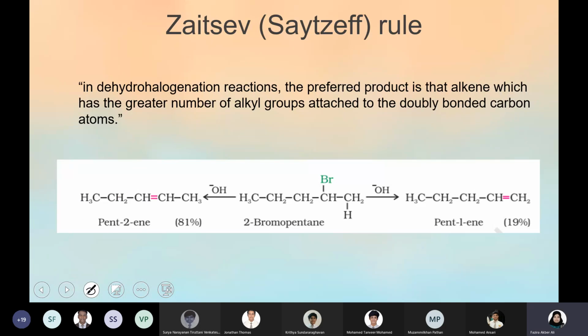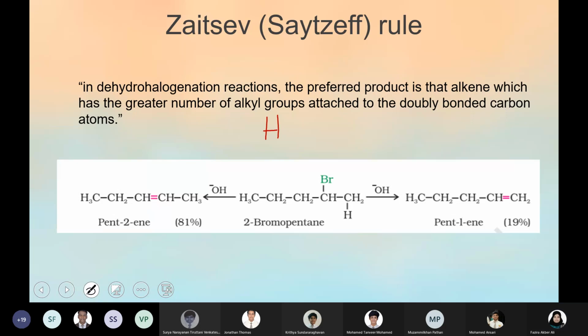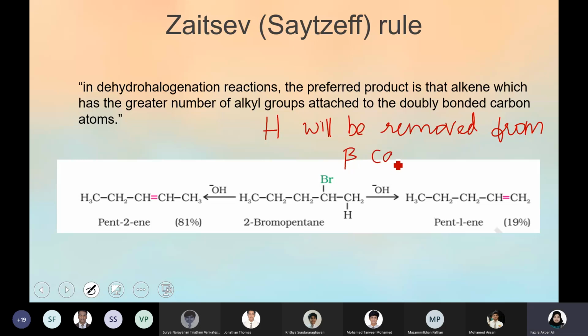Or there was one shortcut we discussed last year, rather than explaining in terms of the number of alkyl groups: hydrogen will be removed from the beta carbon containing less number of hydrogen atoms.